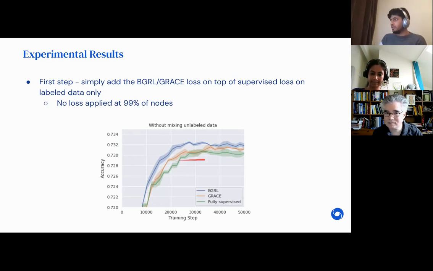So in green, we have fully supervised. And we see BGRL and Grace are both improving over that. And BGRL is performing slightly better at this point.